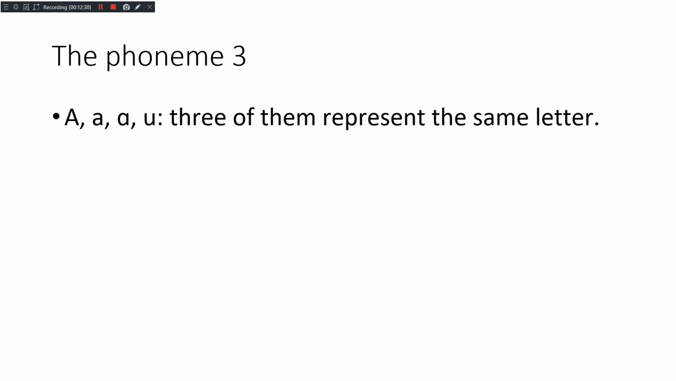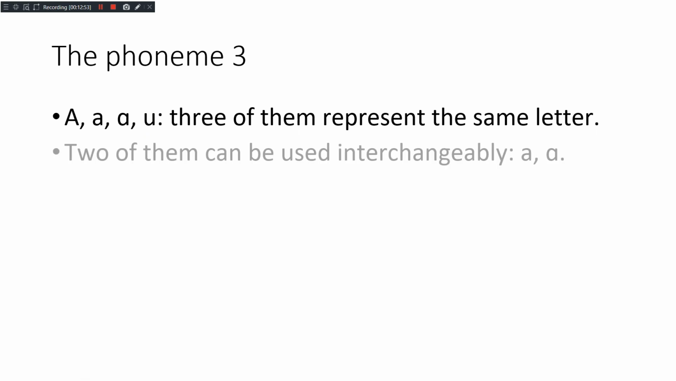If we look at these letters: a capital letter A, a small letter a, another small letter a, and U. Three of them represent the same letter, which is the letter A. But the fourth one represents a completely different letter. Two of them can be used interchangeably, which means in the place of each other. What are the two representations that can be used in the same place?